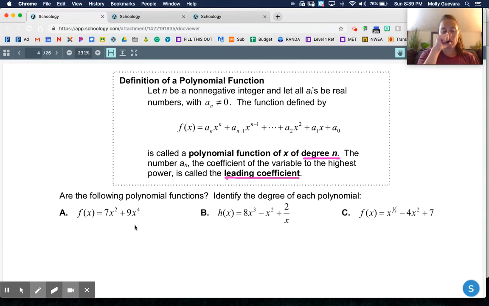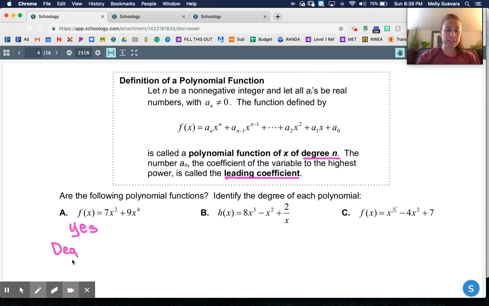So again, we're going to talk about all of these in polynomial functions, and they all actually mean something and give us some clues on how to graph them. So for part A, it says, are the following polynomial functions, identify the degree. Here I have an exponent of 2 and an exponent of 4. Those are both positive integers. And then I have a coefficient of 7 and a coefficient of 9, which are both real numbers. So yes, this is a polynomial function.